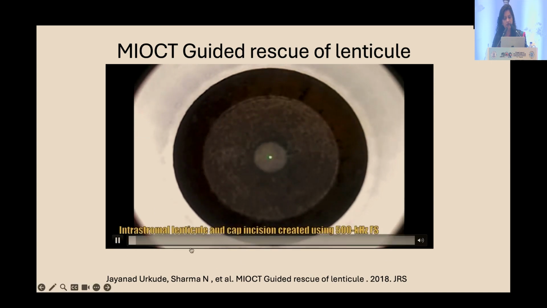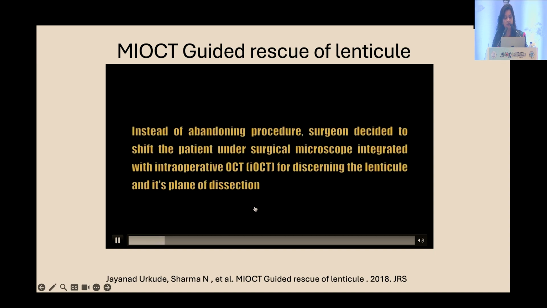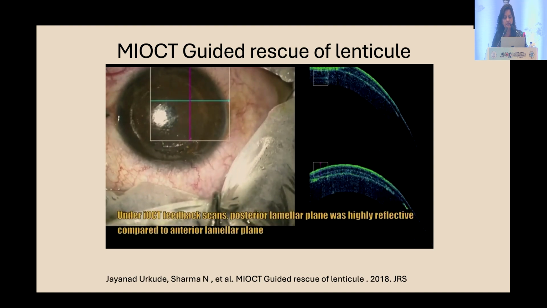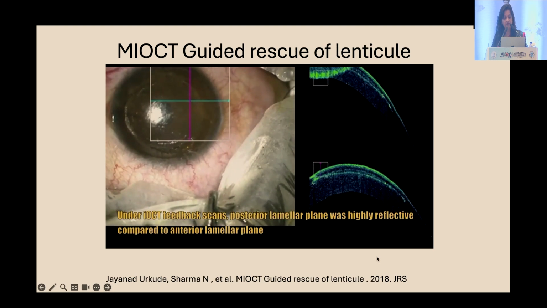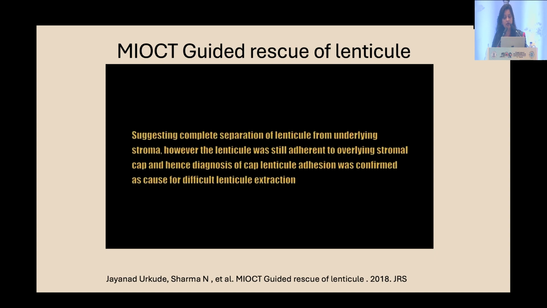Now, this was our case in which there was a retained lenticule, and intraoperatively there was some difficulty in the lenticule extraction, which resulted in prolonged tissue handling, and the cornea became hazy and edematous. So instead of abandoning the procedure, it was decided to shift the patient from the surgical microscope to the intraop OCT microscope, and under the intraop OCT microscope the posterior lamellar plane was highly reflective compared to the anterior lamellar plane, so you can actually make out which part is the one which is dissected.